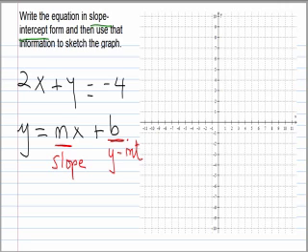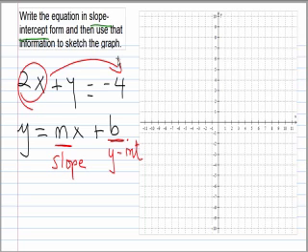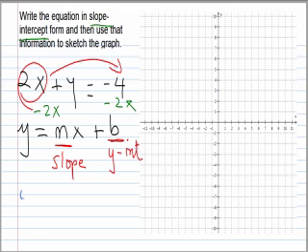So all I really have to do is one step in order to get this equation into this format, and that is to move this 2x term to the other side. Now to do that, I would have to subtract 2x from both sides, and rewrite that equation as y equals -2x. I'm going to put the term with the x variable first. Subtract 4. That is in the slope-intercept form.